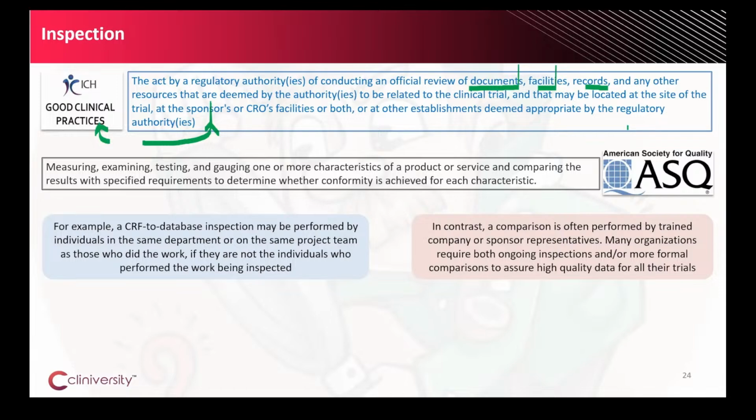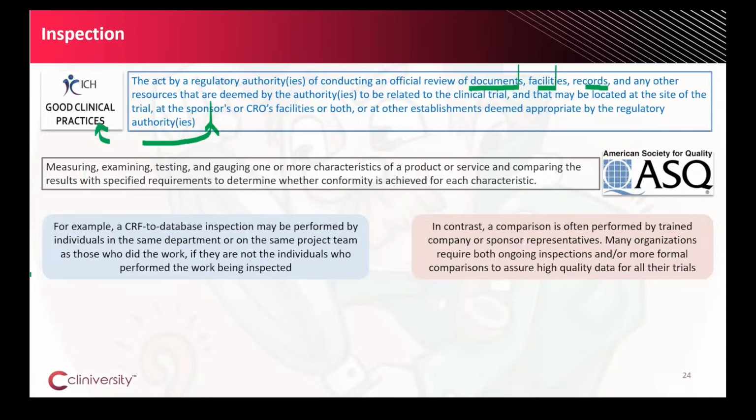The American Society for Quality also defines inspection as measuring, examining, testing, or gauging one or more characteristics of a product or service, and then comparing the results with the specified requirements so as to determine whether conformity is achieved for each of those different parameters.